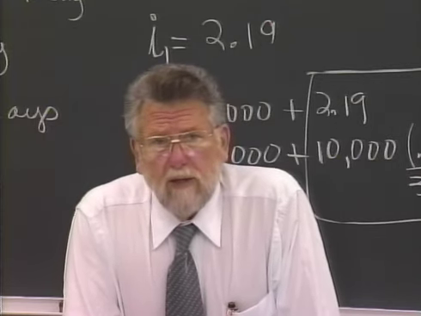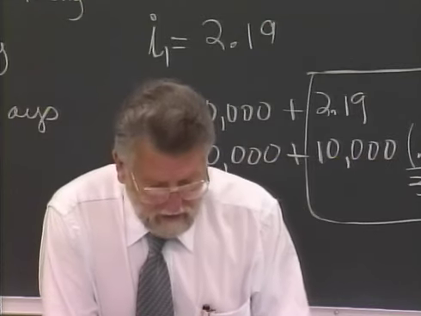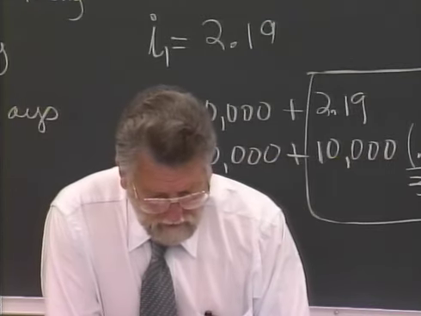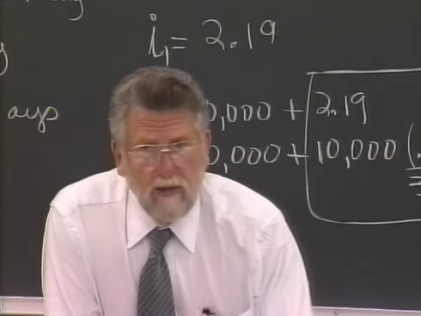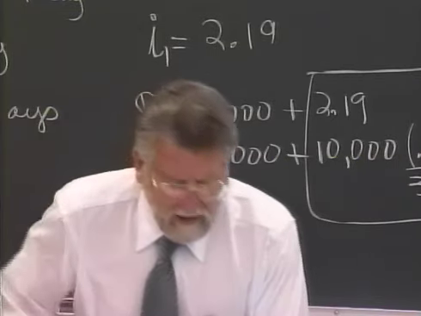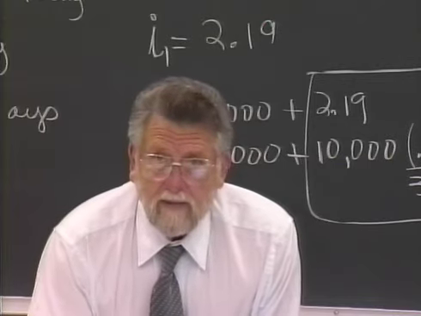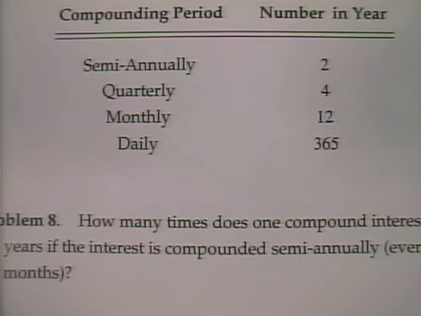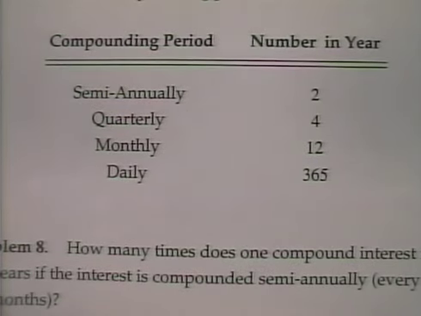To start this problem, I'm going to go to the sideboard. And just a reminder that if you're going to do something quarterly, you're going to do it 4 times a year. So I'm going to go to this table, which you were supposed to have looked at. This is on page 174. It's what I just talked about: compounding interest, the compounding period, the number in a year. So this is what we talked about.